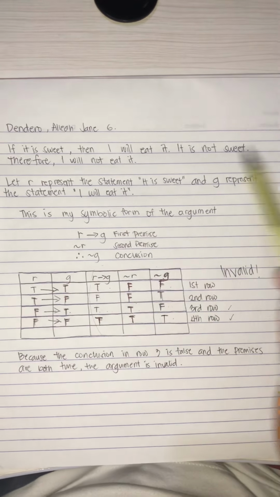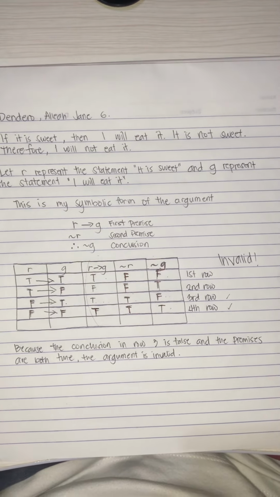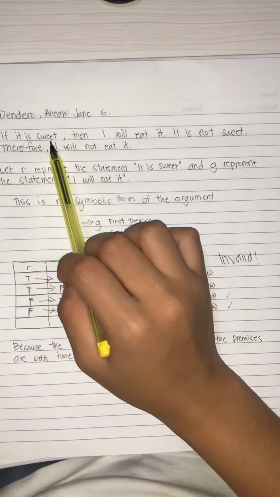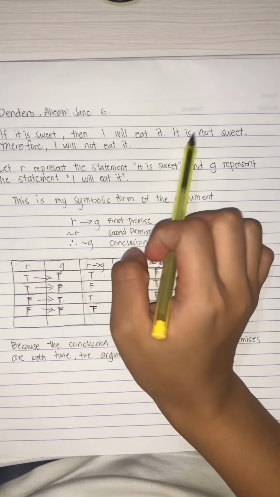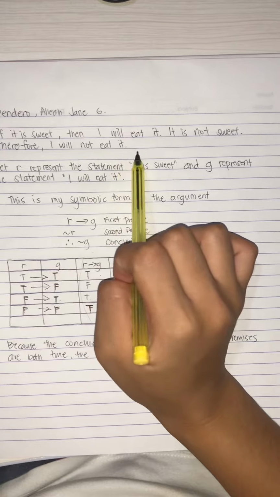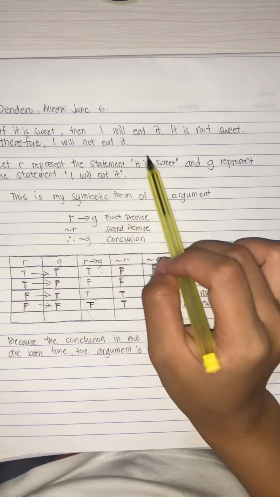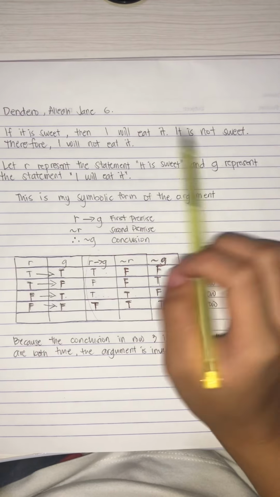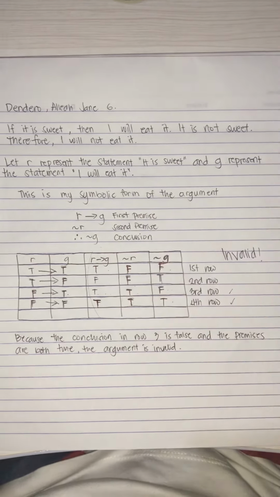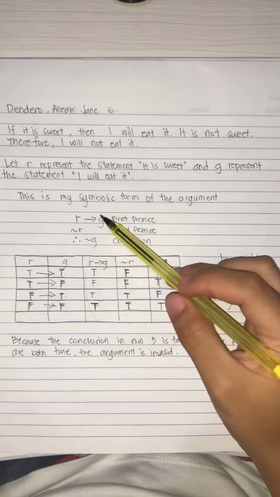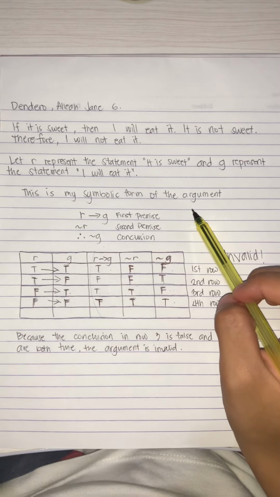So this is my argument. If it is sweet, then I will eat it. It is not sweet, therefore I will not eat it. Let R represent my statement, it is sweet, and G represent my statement, I will eat it. So this is my symbolic form of the argument.